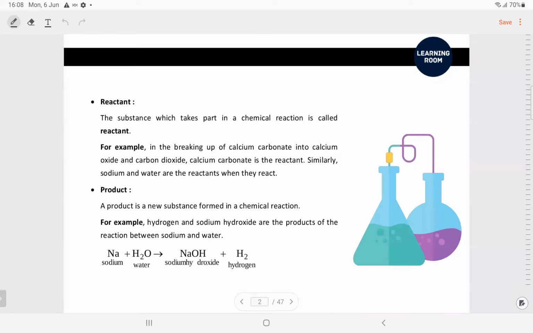Combined with other elements. Okay, valency. What is it? No, it's not pH value. Valency is different from pH value. pH is a scale which is used to say whether the substance is acidic or basic. That is different. That is a concentration of H plus ions.